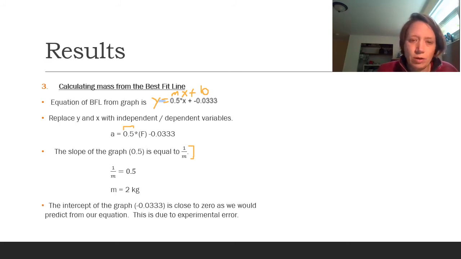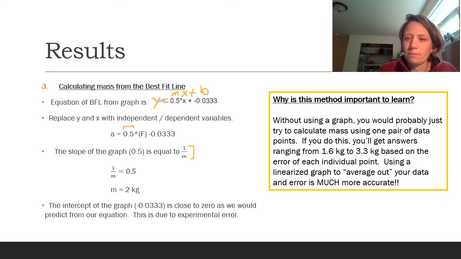Incidentally, the intercept, or the b value of this graph, was negative 0.0333. We were expecting it to be 0. It's not quite, but that's pretty darn close to 0. So what's happening here is our error in our data points just caused my intercept to be off a little bit. That is due to experimental error, and it's pretty close to 0.